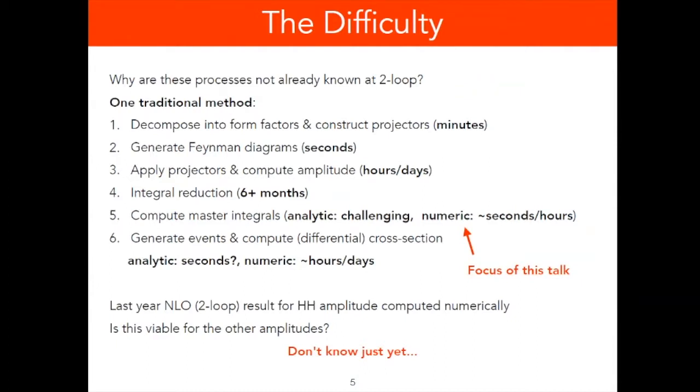The next step is then to generate events and compute a differential cross-section. Now, if you manage to do this step analytically, here's where it pays off, because then it's probably only going to take you a few seconds to evaluate this, even if it's very complicated and you have horrible functions in these matching integrals. Numerically, this is where you pay, because this can take hours or even days per phase space point. But it can be overcome, and I'll show you this a little bit later when I talk about the double Higgs calculation. And of course, the open question, as I said, is this viable for the other amplitudes? And the honest answer is, I don't know just yet.